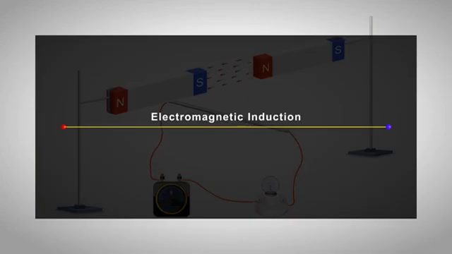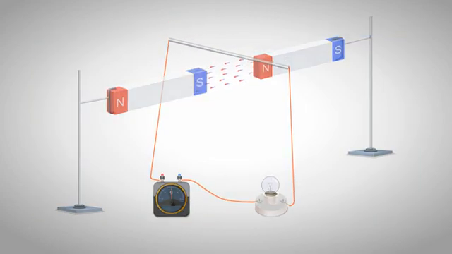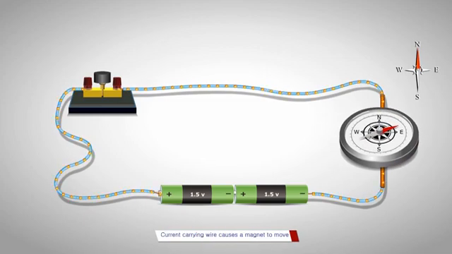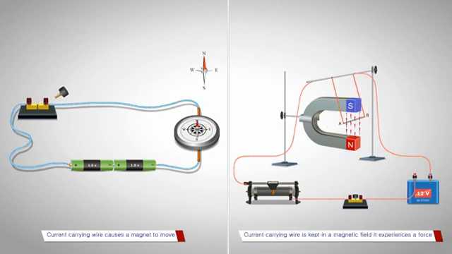Let us look at electromagnetic induction. We have already studied that a current carrying wire causes a magnet to move, and if the current carrying wire is kept in a magnetic field, it experiences a force. We are going to learn how current is produced using a magnet, called electromagnetic induction.